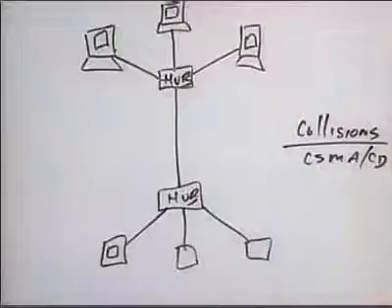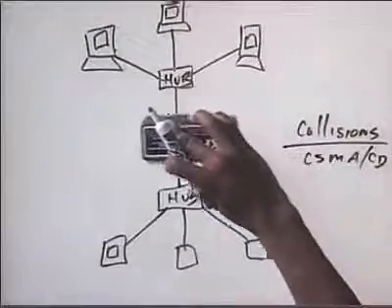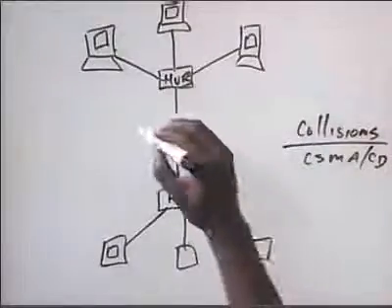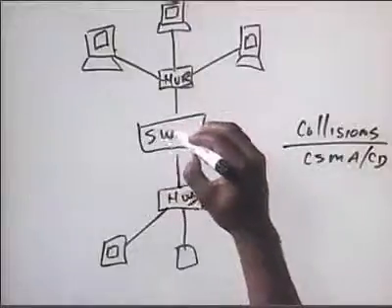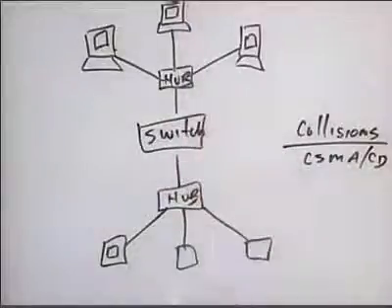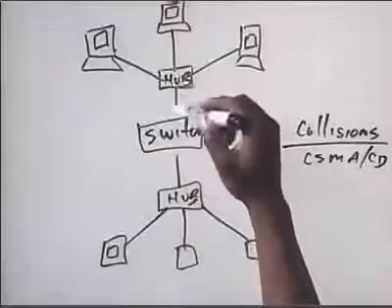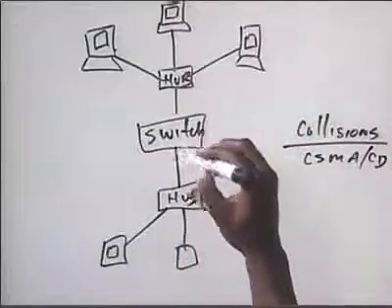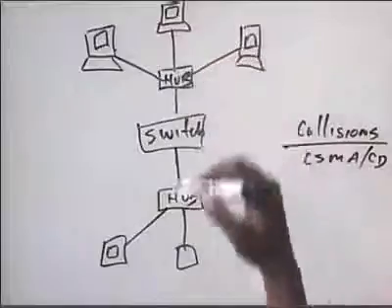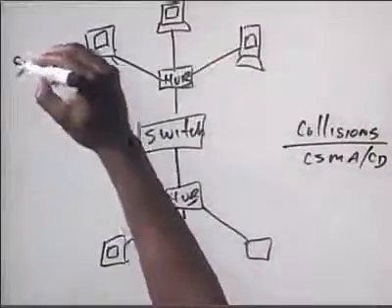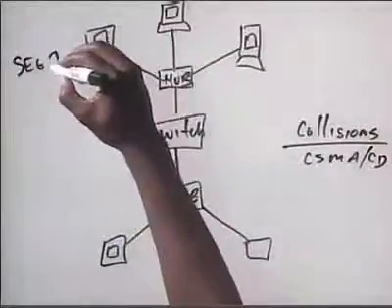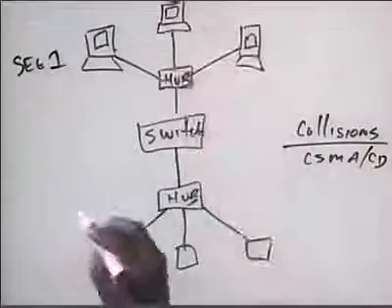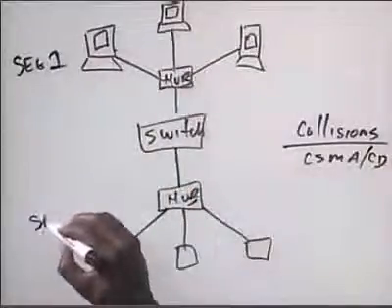So what do we do? Well, to fix that, we go to a layer 2 device called a switch. We put this switch in there. Now, with this switch, each port on the switch is a separate collision domain. So, we've got a collision domain over here and a collision domain over here. And these are referred to as segments. This is segment 1. And this is segment 2.